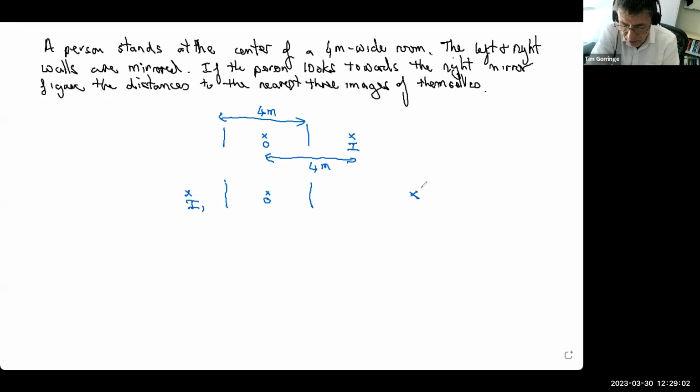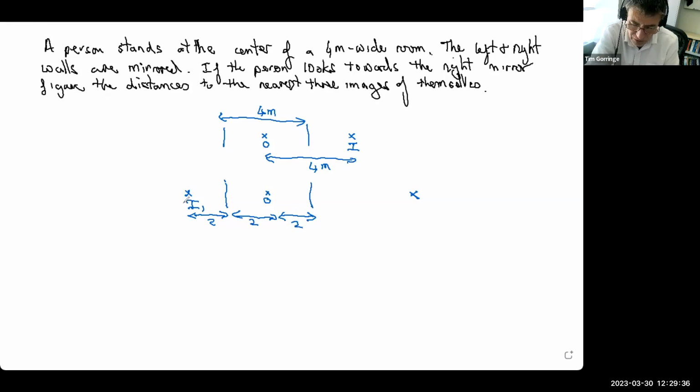And this distance over here, we can figure that out. This distance behind the mirror here was 2 meters. This distance was 2 meters, i.e. the image is behind the mirror by the same amount that the object was in front of the mirror. There's a further 2 meters here between this person and the right-hand mirror.